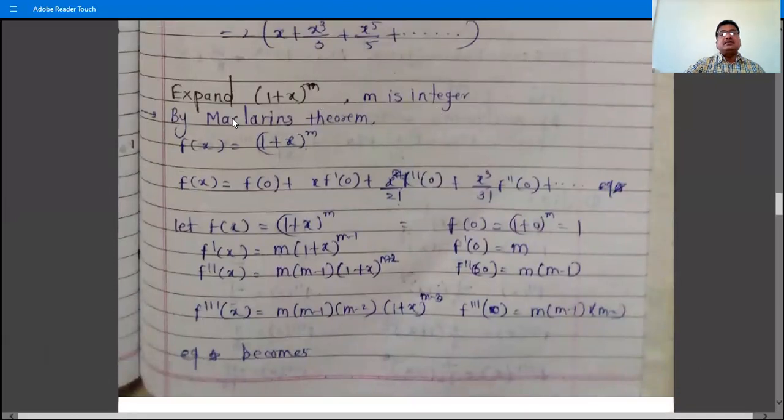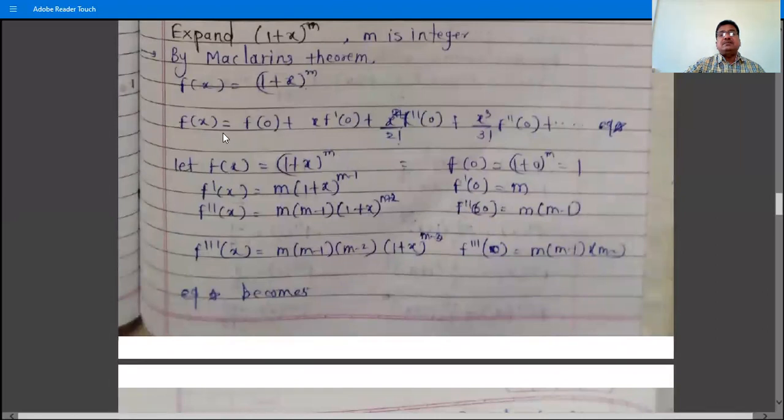Then expand (1+x)^m, where m is an integer. So f(x) is (1+x)^m. Then Maclaurin's theorem is this: f(x) = f(0) + x f'(0) + x²/2! f''(0) + x³/3! f'''(0) plus so on. This is equation star. Then the given function is f(x) = (1+x)^m. Then the value at 0, that is, substitute x as 0, so we have the answer 1.